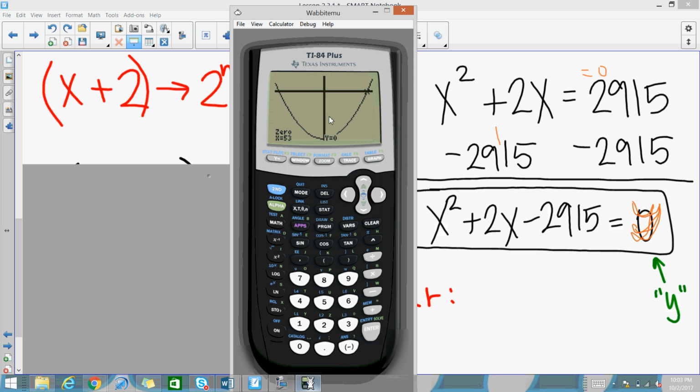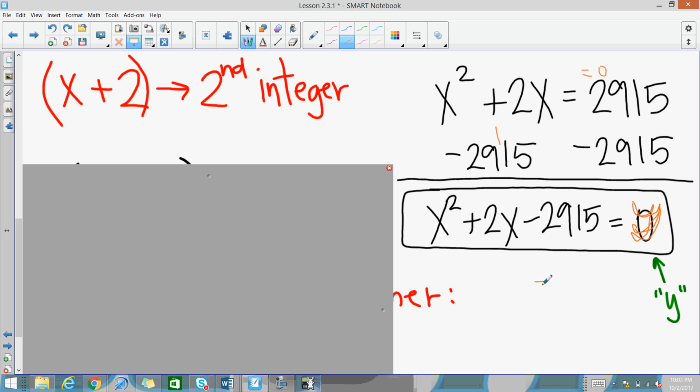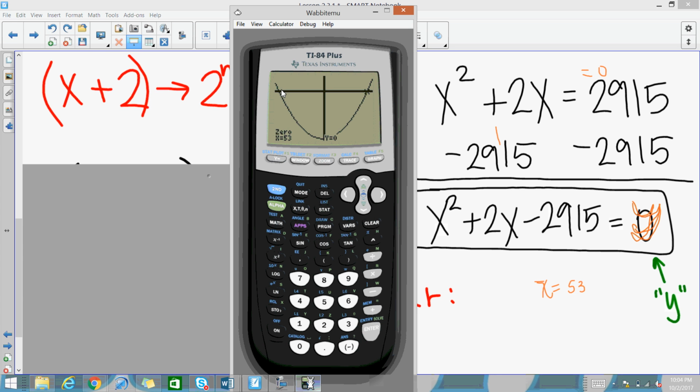You see that? That is my x value. Now, I'm going to write that down. X equals 53. We'll talk about that in a second, but we have two x-intercepts, right? So we've got to find the other one.